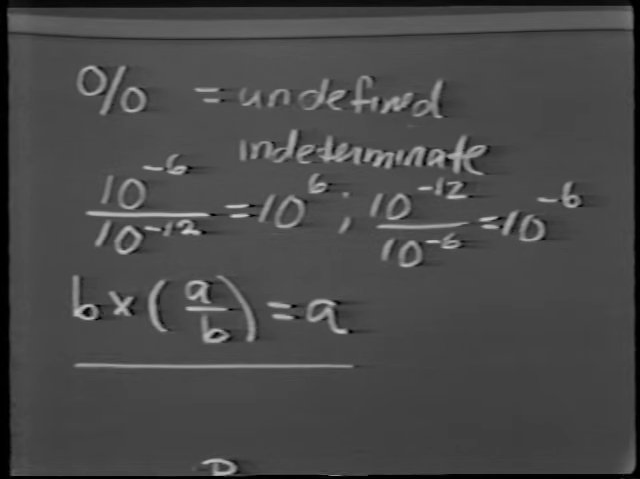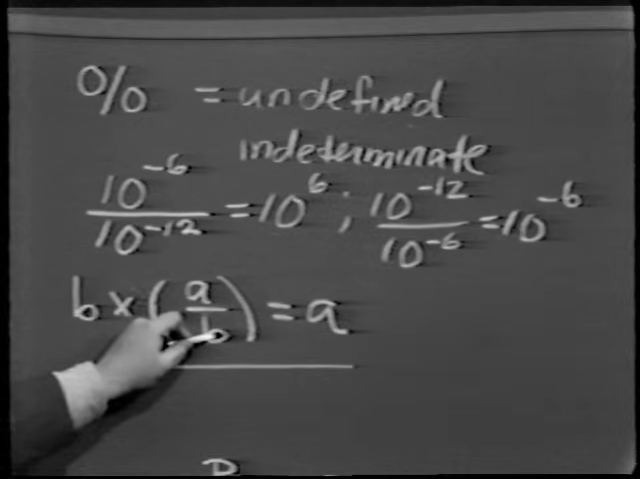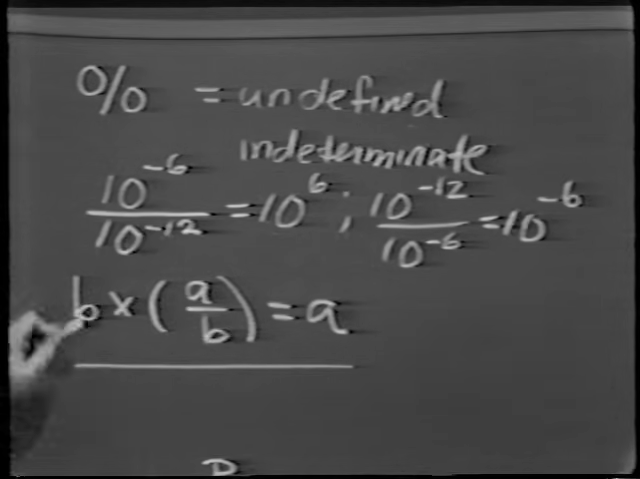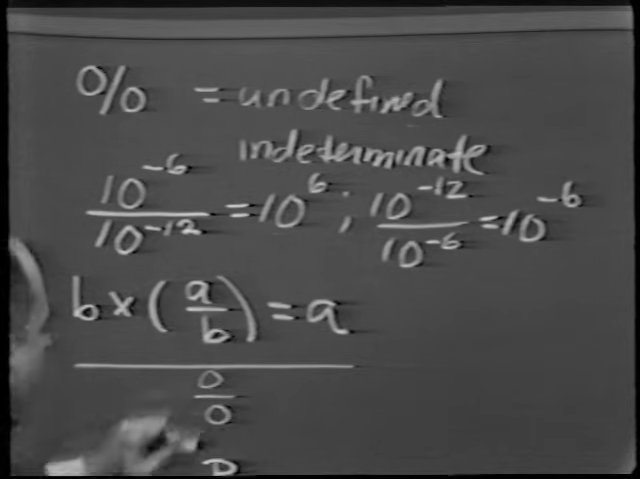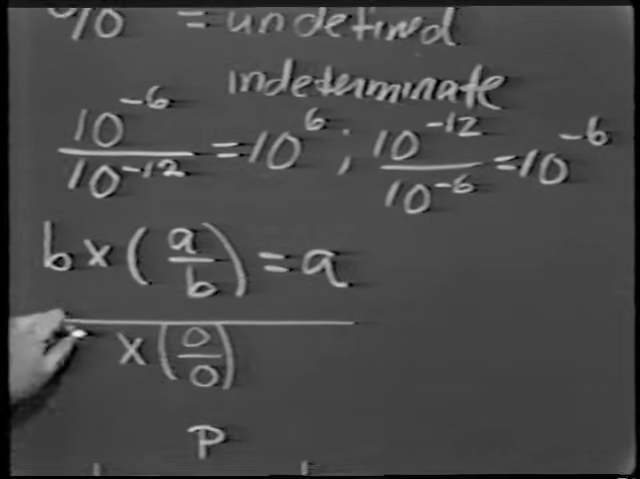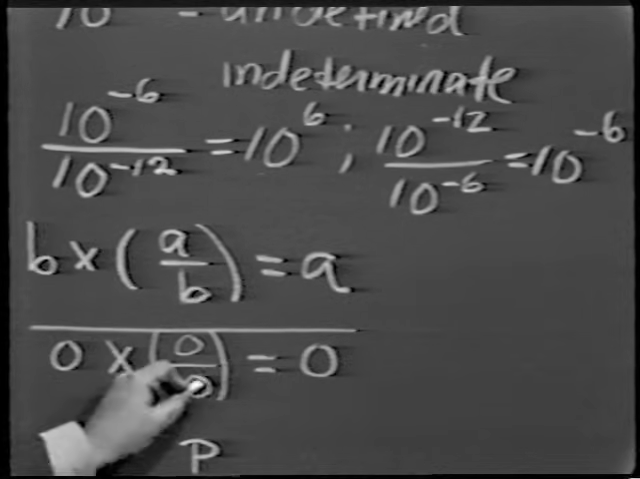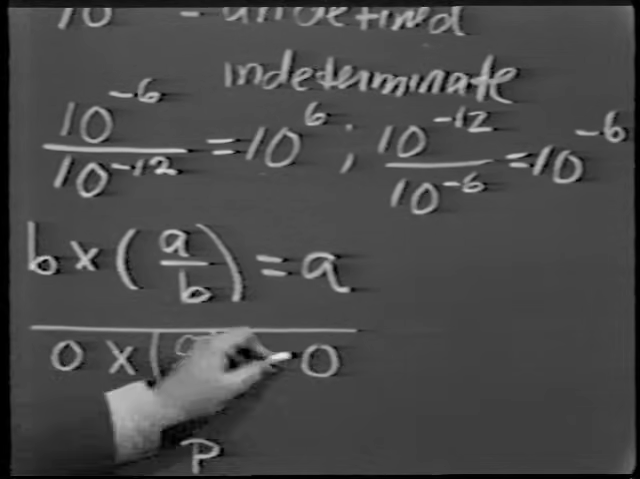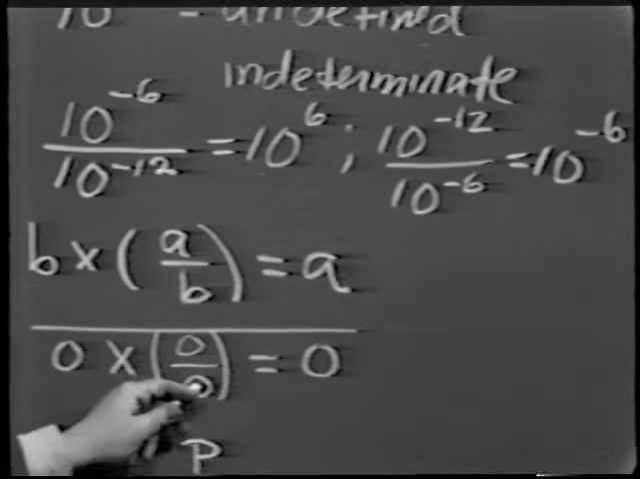We have a more rigorous way of looking at this if you want to see it from a mathematical structure point of view. Namely, suppose we define A over B in the traditional way. Namely, A over B is that number such that when we multiply it by B, we get A. Well, what would that say as far as 0 over 0 was concerned? It would say that 0 over 0 is that number such that when we multiply it by 0, we get 0. Now, what number has the property that when we multiply it by 0, we get 0? And the answer is any number. This is why 0 over 0 is indeterminate.